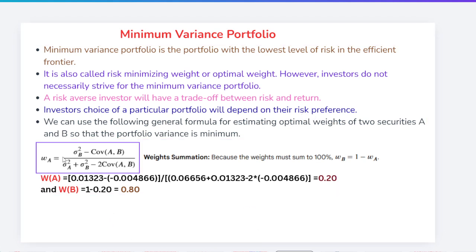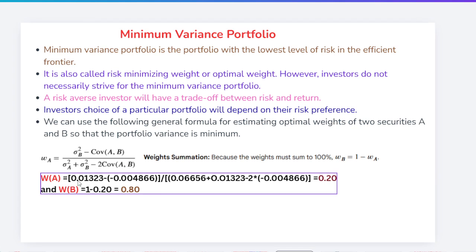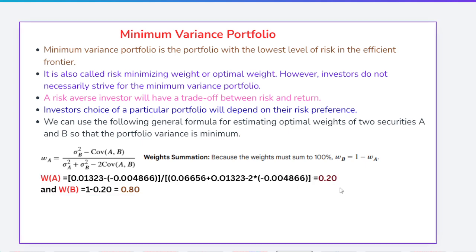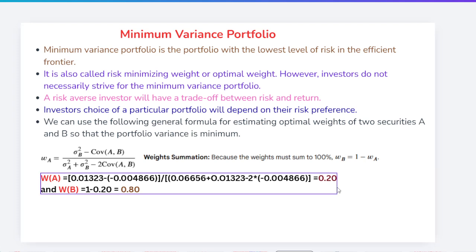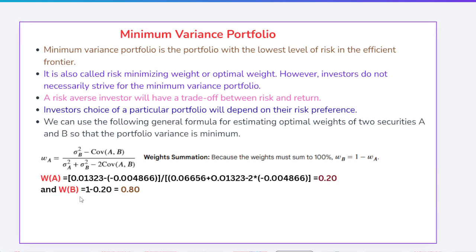So simply, the proportion of investment in A, if this is not given in the question, is the variance of B minus the covariance of AB, whole divided by the variance of A plus the variance of B minus 2 times the covariance of AB. I put the values in the given equation and found 0.20, that is 20% in A, and so 1 minus 0.2, which is 80%, would be in B. This is the optimal weight which could minimize our portfolio risk, friends.